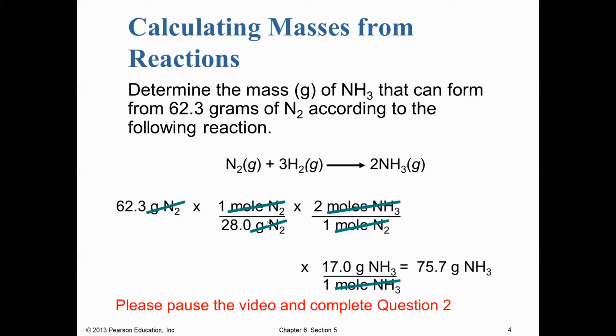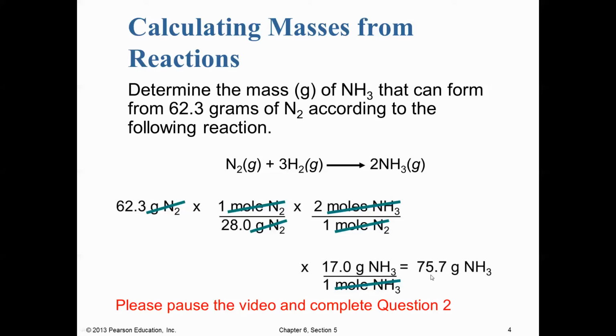And so then we have our balanced equation now. For every 1 mole of N2, that's going to make 2 moles of ammonia. And then finally here we have our molar mass again. For every 1 mole of ammonia, that's 17.0 grams. That's our mass of the nitrogen and our 3 hydrogens.